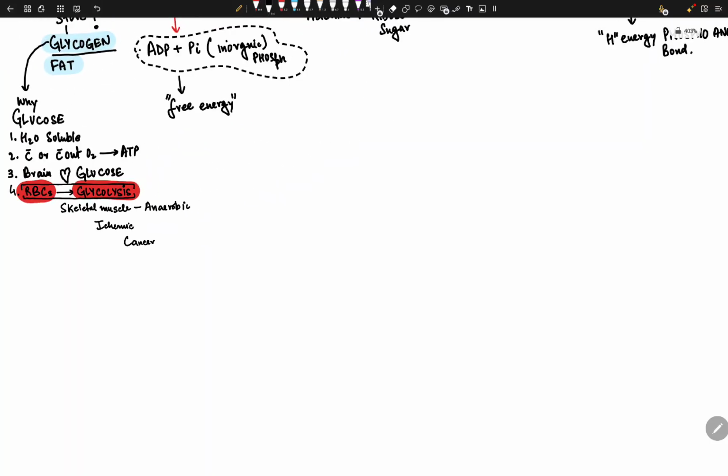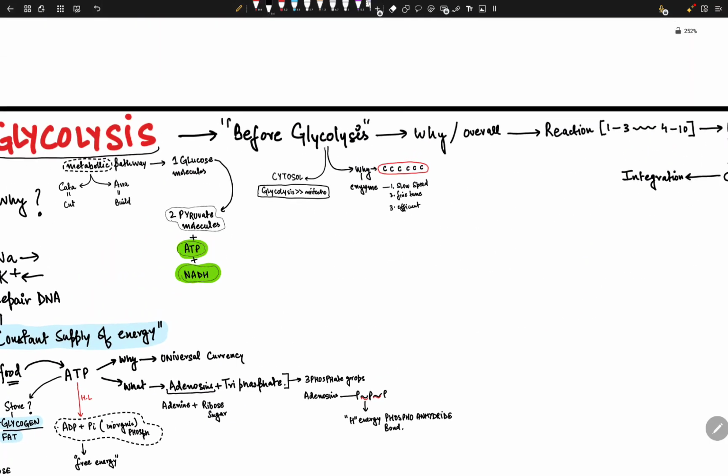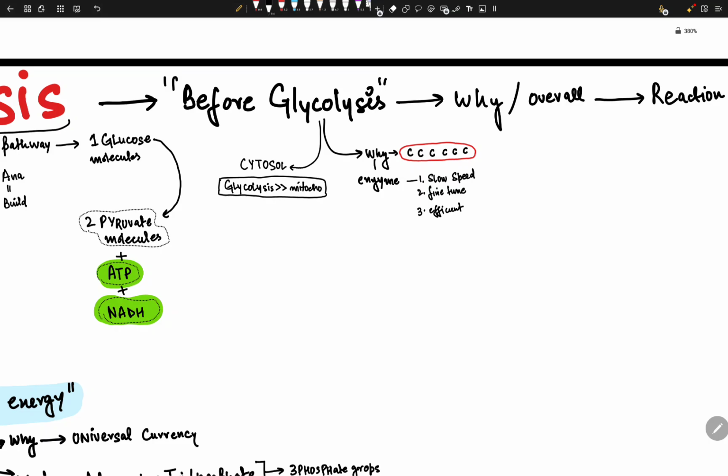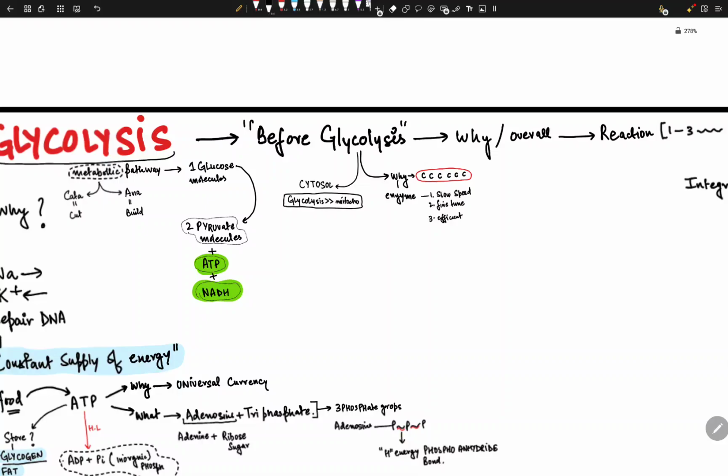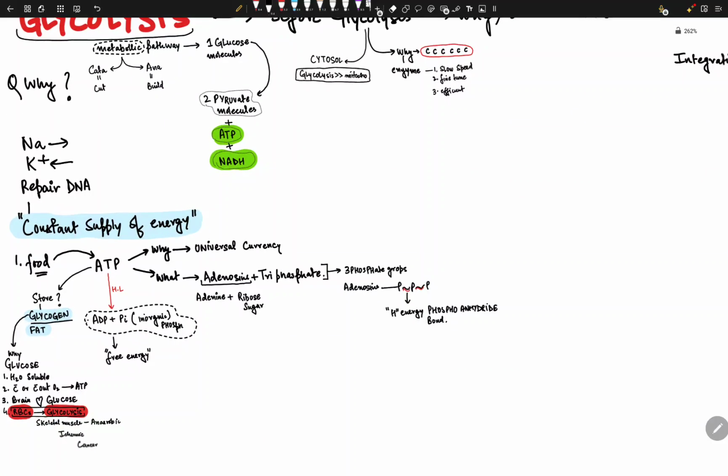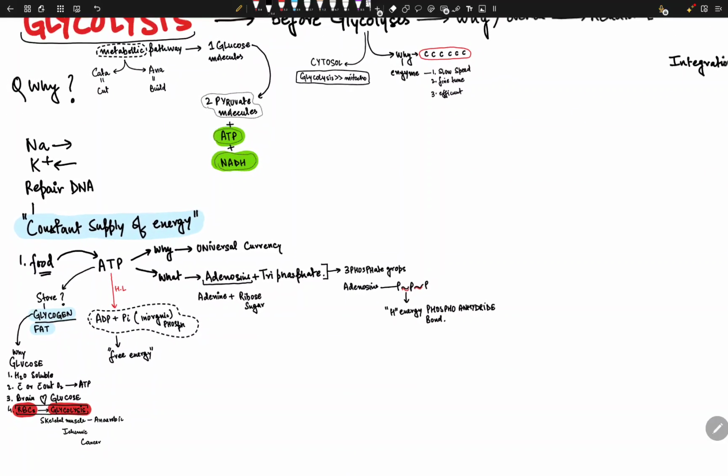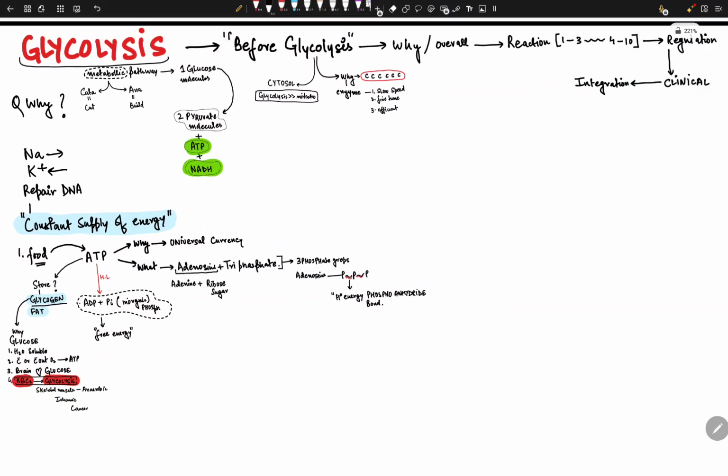So in this first video, where I discussed before glycolysis, I talked about how ATP is the cell's immediate currency, right? I talked about how glucose is a major fuel because it is water soluble. It can generate ATP with or without oxygen. Glycolysis is a catabolic pathway. RBCs depend entirely upon glycolysis, right? And I talked about how enzymes allow the cell to extract energy more efficiently and in a faster way. That is important.